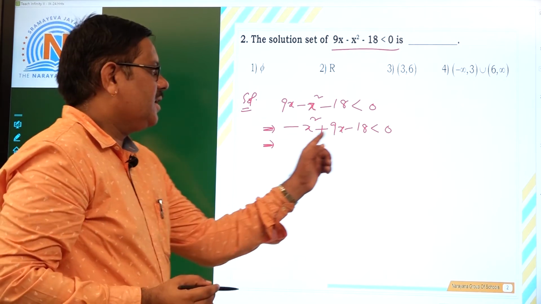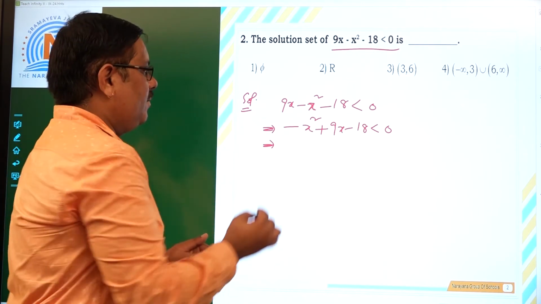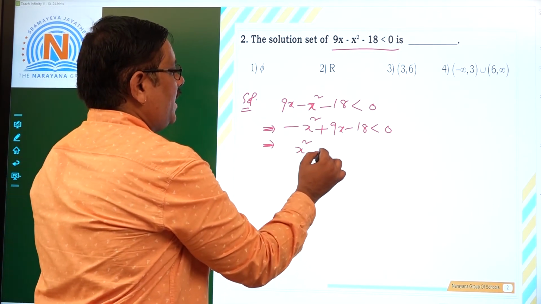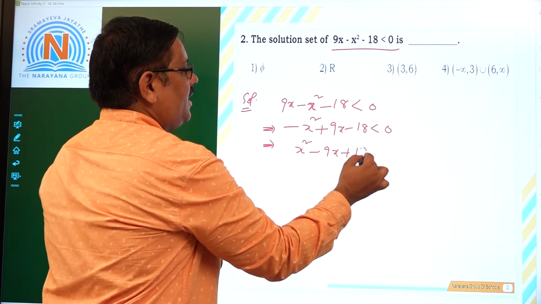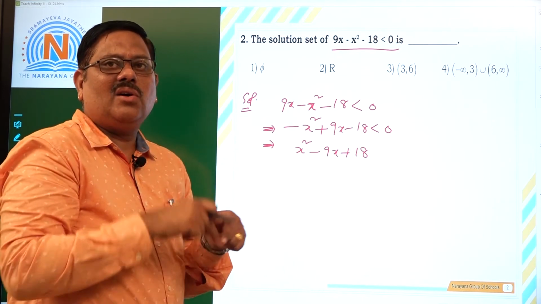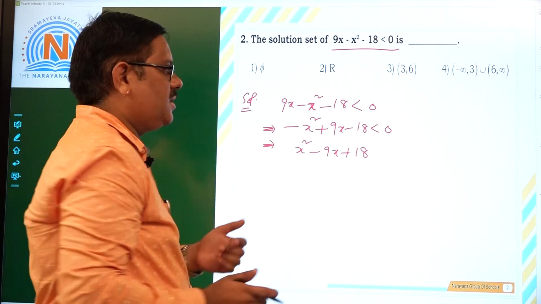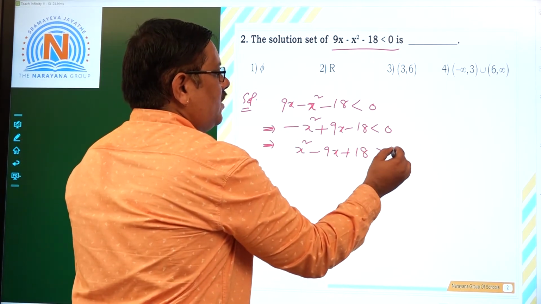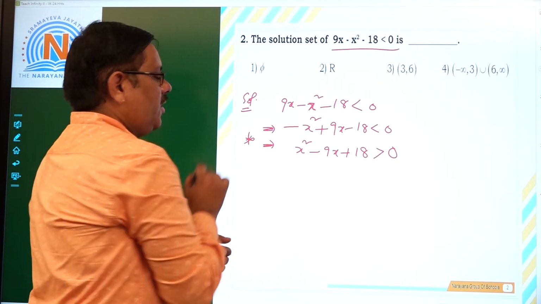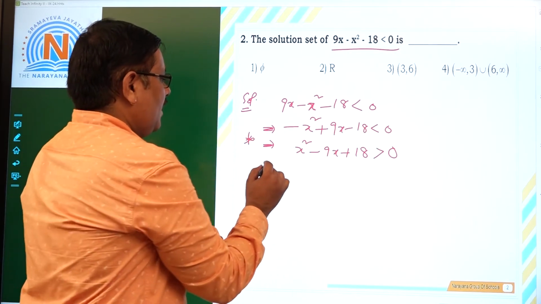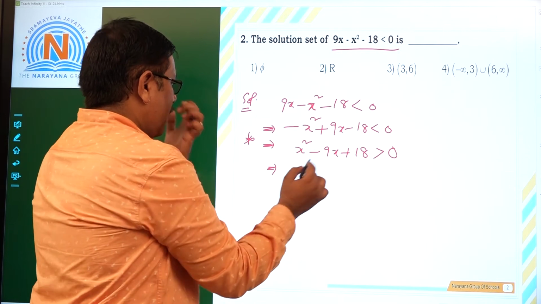Let us divide the entire expression by the minus sign. So we have x square minus 9x plus 18. Whenever you are dividing or multiplying with a negative sign, the inequality sign changes. As it is less than, it changes to greater than. This is a very important point. Note, fine.